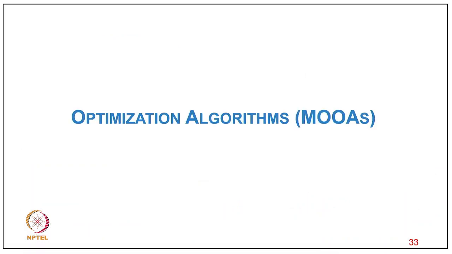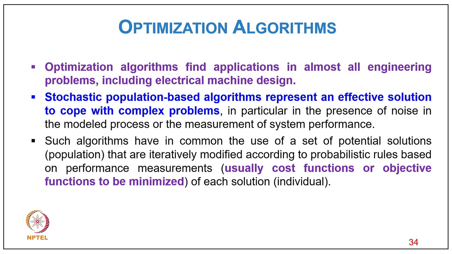Now, coming to optimization algorithms, which we normally use in the design. The optimization algorithm finds applications in almost all engineering problems including electrical machine design. Stochastic population based algorithms present an effective solution to cope with complex problems, in particular in the presence of noise in the model process or the measurement of the system performance. Such algorithms have in common the use of a set of potential solutions, the population, that are iteratively modified according to probabilistic rules based on the performance measurement, usually cost functions or objective functions to be minimized, of each solution individually.